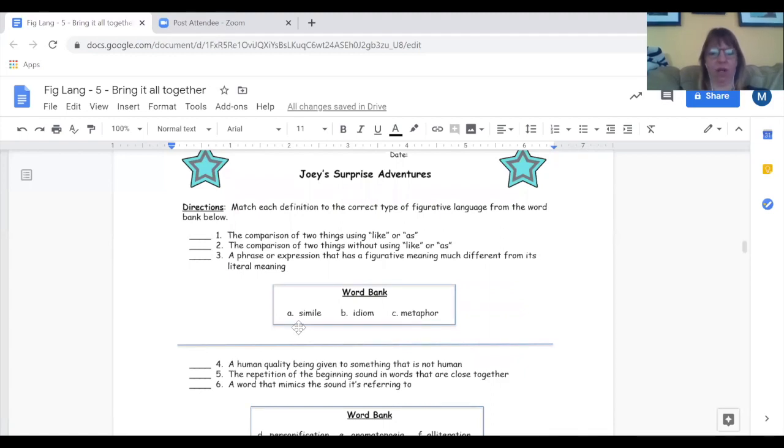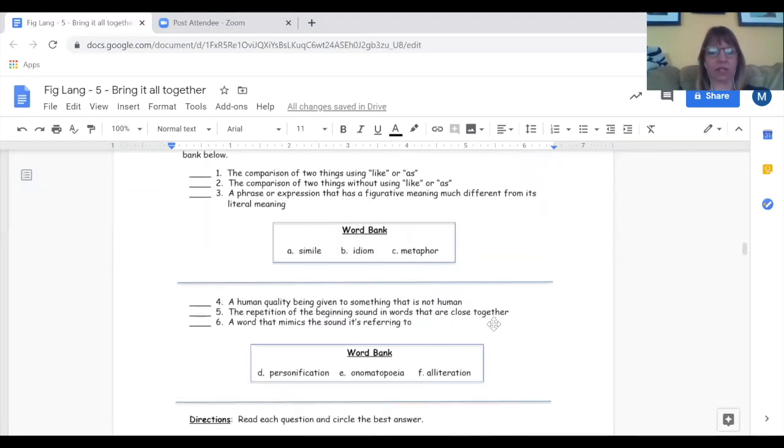Simile, that's right. Number two, the comparison of two things without using like or as a statement. That's right, metaphor. Number three, a phrase or expression that has a figurative meaning, much different from its literal meaning. That's right, idiom. Remember, like break your leg. Break a leg. All right, let's go down to these.